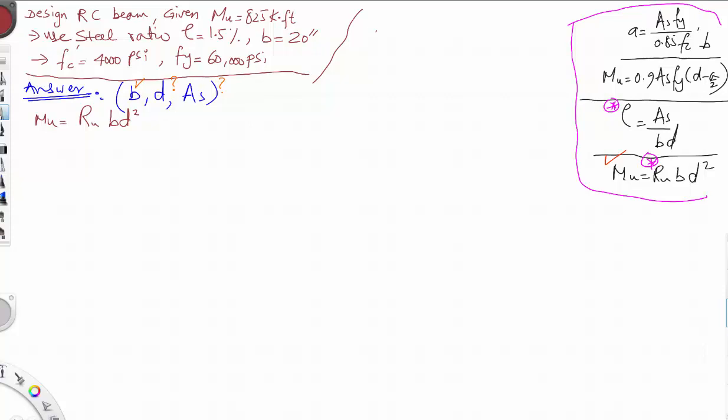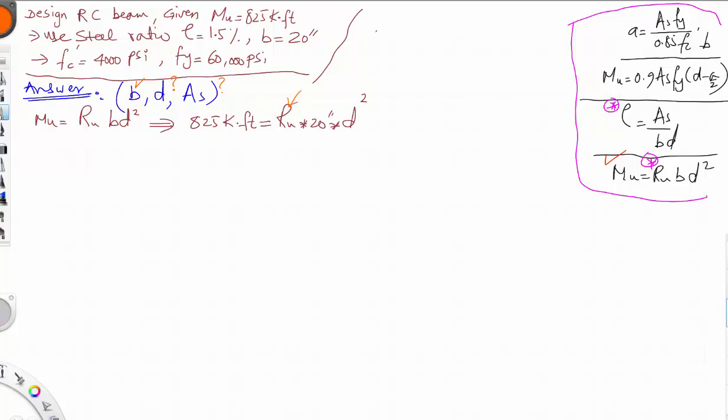So now, Mu is 825, and keep the units with your calculation because this will make a huge difference. If you don't use the appropriate units, you will not get the correct answer, and it will be wrong, of course. It is equal to Ru, which is unknown, b is 20 inches, and d is also unknown. So meaning that I need to get the value of Ru from tables.